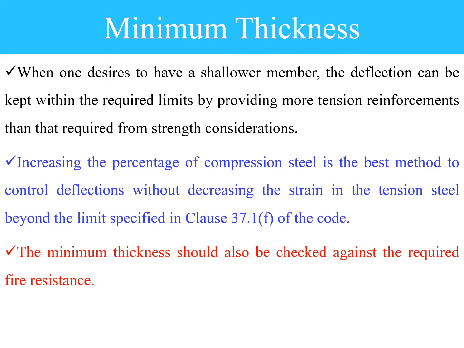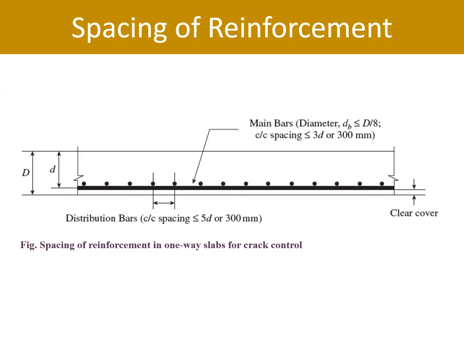When one decides to have a shallow member, deflection can be kept within the required limits by providing more tension reinforcement than required for strength considerations. Increasing the percentage of compression reinforcement is the best method to control the deflection without increasing the strain in the tension steel beyond the limit specified by clause 37.1 of the code. Minimum thickness should also be checked against the required fire resistance.